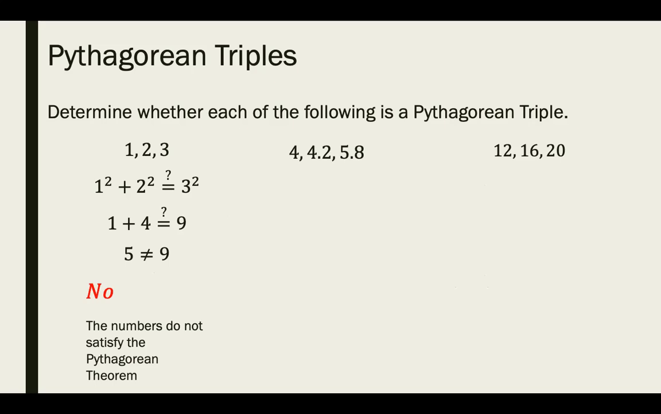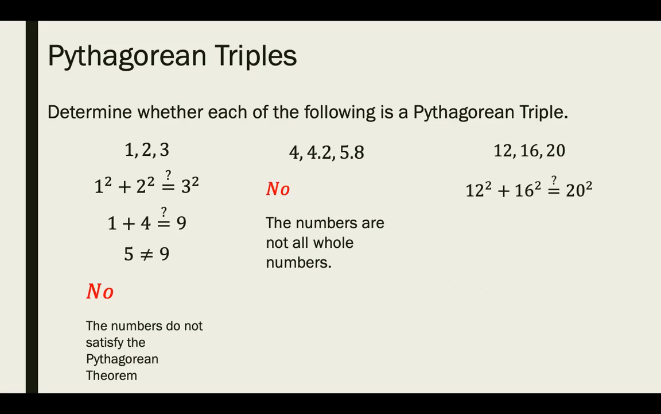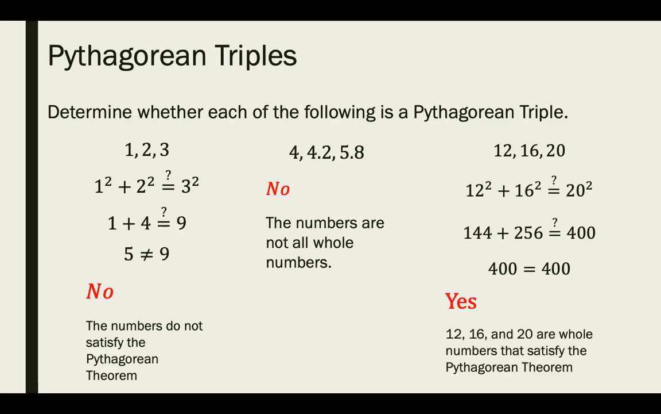If we look at the next collection of numbers, 4, 4.2, and 5.8, we should know right off the bat that this cannot be a Pythagorean triple because we have decimals in here. These are not all whole numbers. All right, let's try our last set of numbers, 12, 16, and 20. Let's plug those into the Pythagorean theorem. We square 12, 16, and 20 and get 144, 256, and 400. And we end up getting 400 equals 400, which is great. These numbers satisfy the Pythagorean theorem, so they are a Pythagorean triple.